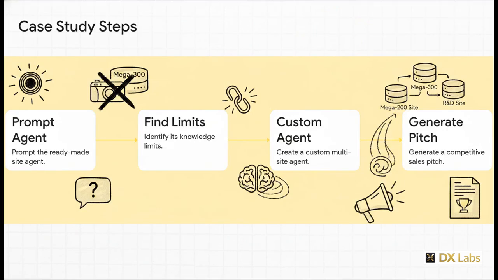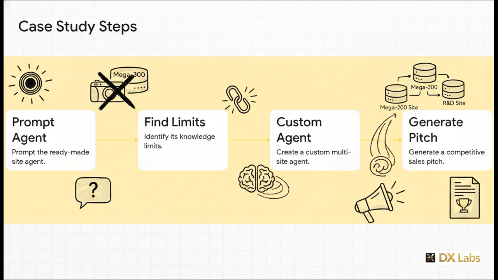Let's walk through a practical case study straight from the Microsoft Learn material to see how this evolves in the real world. Imagine a sales manager at Contoso Camera who needs to write a pitch for a brand new camera, the Mega 300. In step 1, they prompt the ready-made agent sitting on the Mega 300 SharePoint site. But in step 2, they hit a wall. They realize a knowledge limit. The resulting pitch doesn't differentiate the new camera from the older Mega 200 model. Why? Because the ready-made agent only has access to that single Mega 300 site.